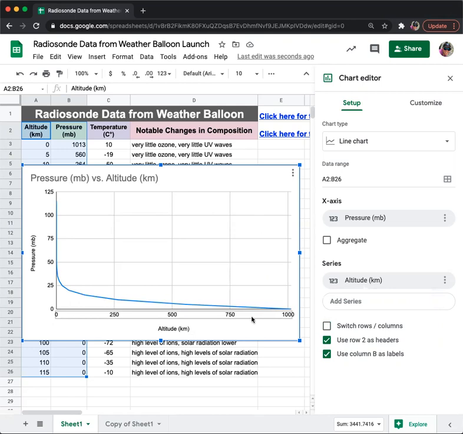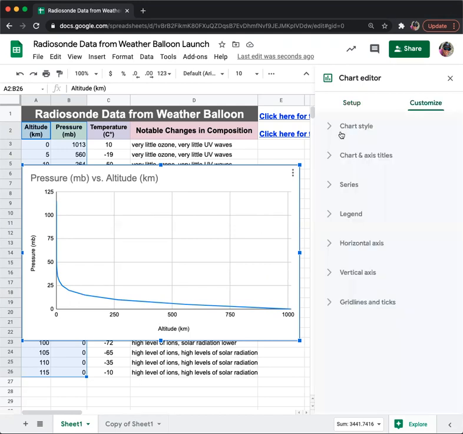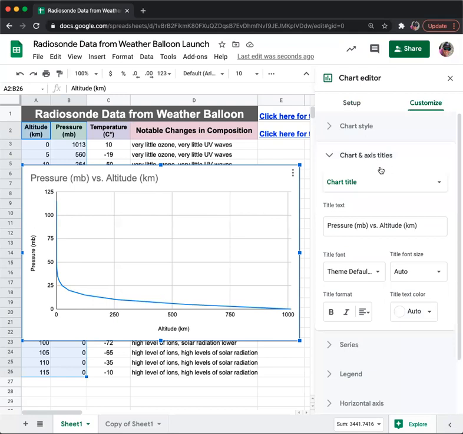So I'm going to show you how to change these titles, and we do that by going up here to customize. So click on customize. We're going to skip chart style for now. If you want to go back and play with that, you can. Just make sure I can read your graph. We're going to look at chart and axis titles.